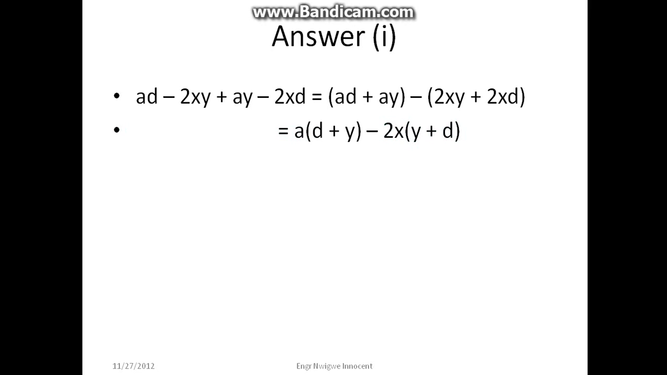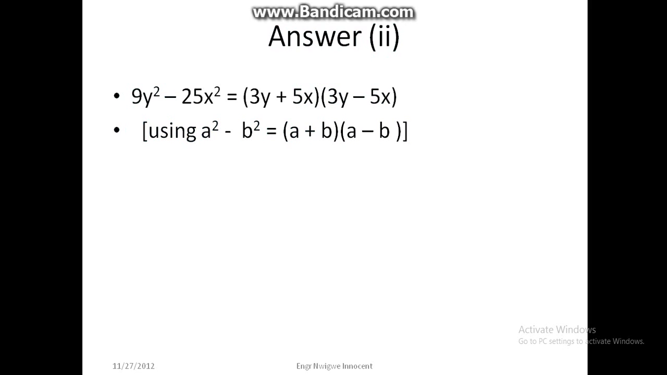2x. y is common. We now bring it out of the bracket and put the rest inside the bracket, y plus d. Since d plus y is equal to d plus y, the items in the bracket are the same, we now group the ones outside the bracket in another bracket to make the factors complete. We now have d plus y in bracket, another bracket a minus x.